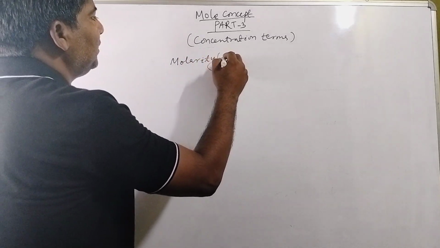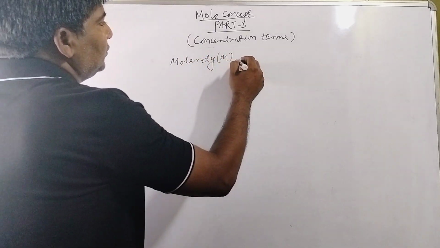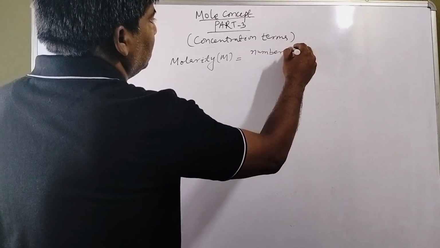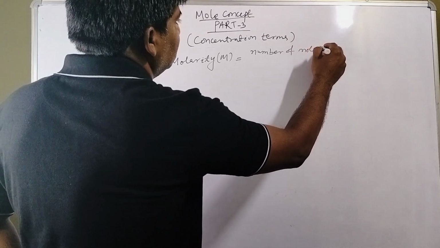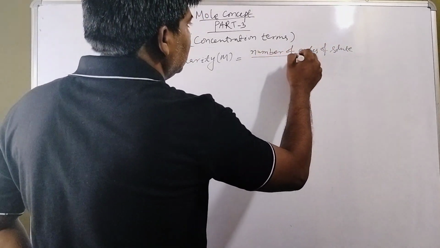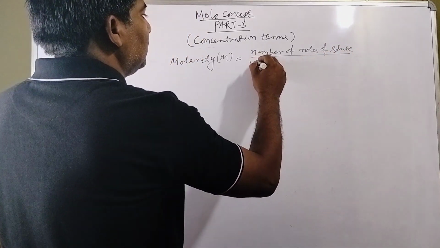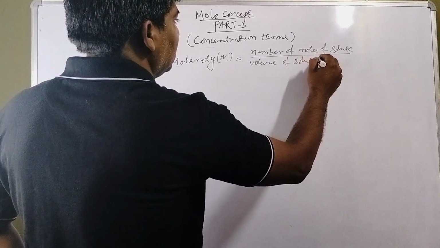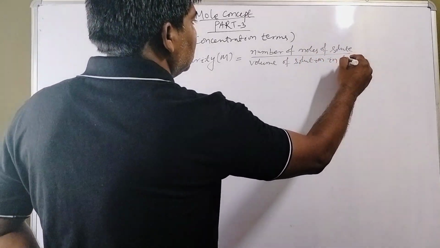Molarity is denoted by capital M, which is equal to number of moles of solute divided by volume of solution in liters. This is very important.